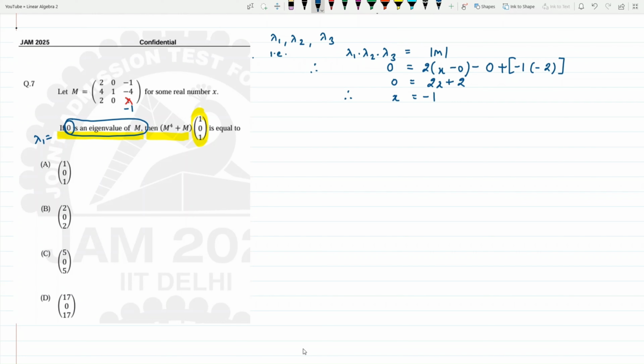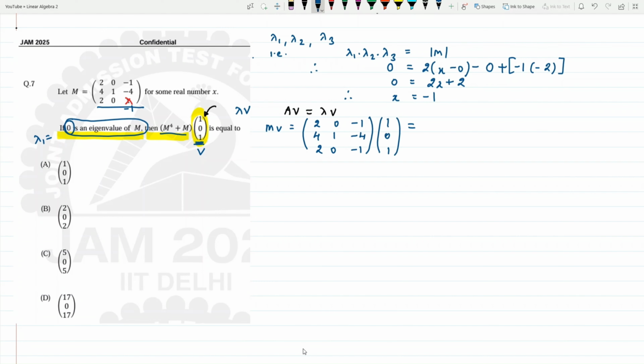Now let's get to the other part of the question, where they are asking us to find M raised to 4 plus M times (1, 0, 1). At this point you should realize: does this vector have anything to do with an eigenvector? To remind you, an eigenvector is a vector that satisfies the expression A times v is equal to lambda times v, where lambda is the eigenvalue and v is the eigenvector. Since M is now known and we are already provided v, let us check whether Mv is a scaled version of v. So let us take the product M times v. This is M and this is v: the matrix with rows (2, 0, -1), (4, 1, -4), (2, 0, -1), times v, which is (1, 0, 1).